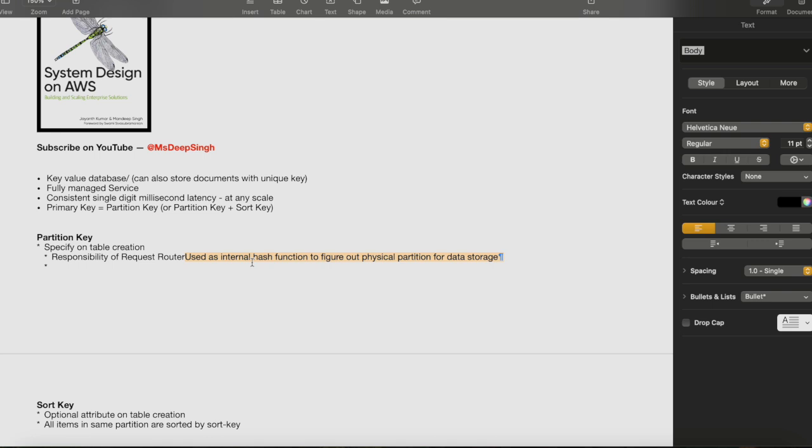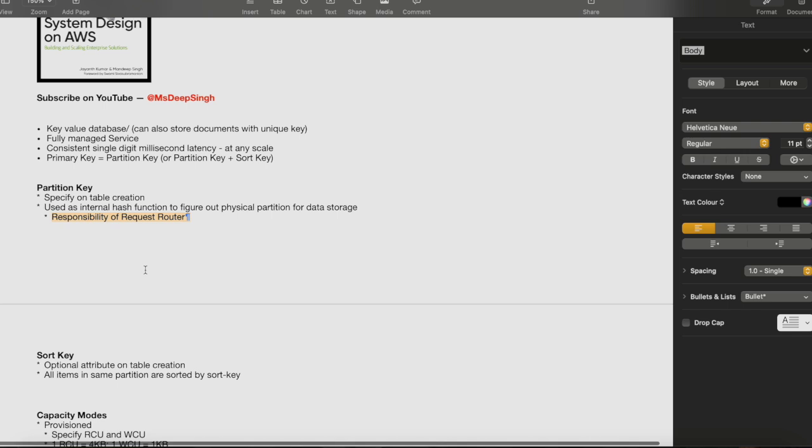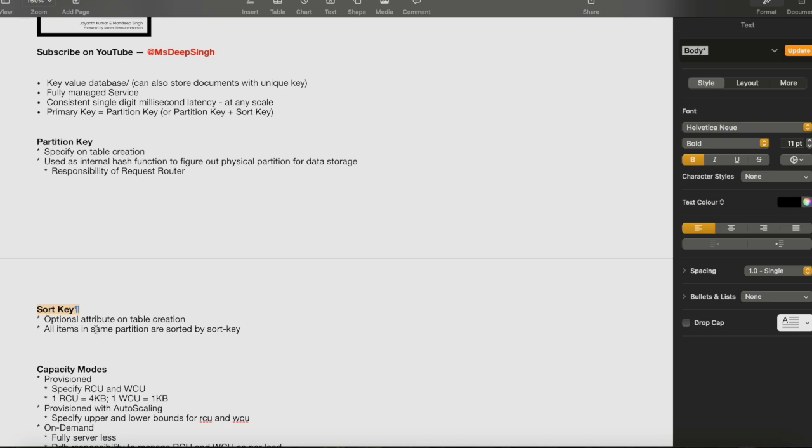So this will be helpful at the time of querying as well. This request router can figure out which particular storage node this data is present on, so it can go there and fetch that data. So this is how the partition key works. There is another key which is the sort key. As I said, it's an optional attribute.